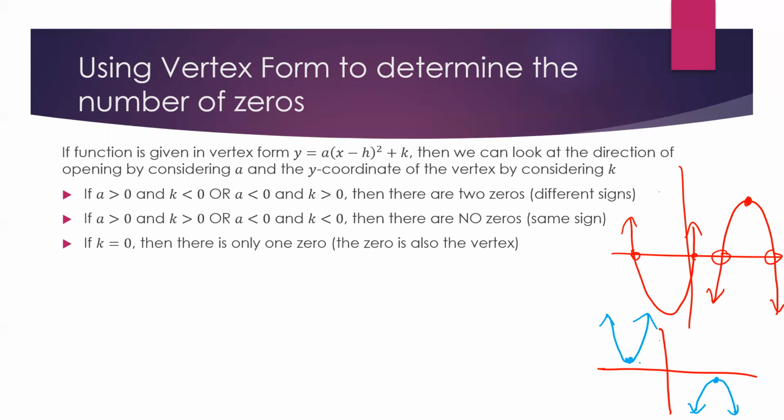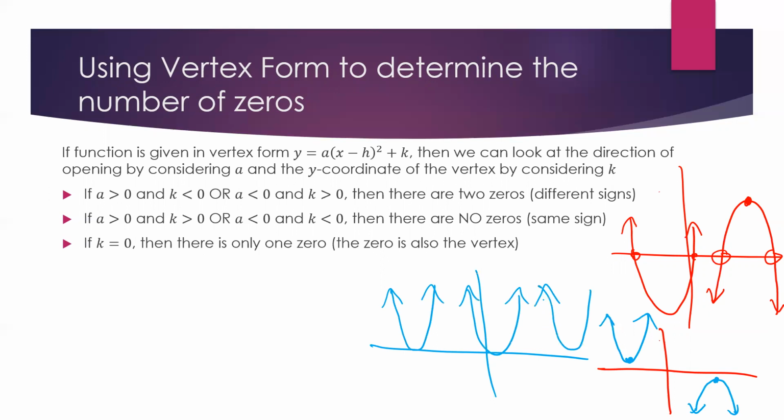And the last scenario, if k is equal to 0, that actually means that it's the same as the x-intercept. If we think about transformations, what that really means is that you have a parabola that hasn't moved up or down, so it's going to be somewhere on the x-axis. Because it hasn't moved up or down, the vertex is going to be somewhere on the x-axis, which means that the x-intercept is also the vertex, right?